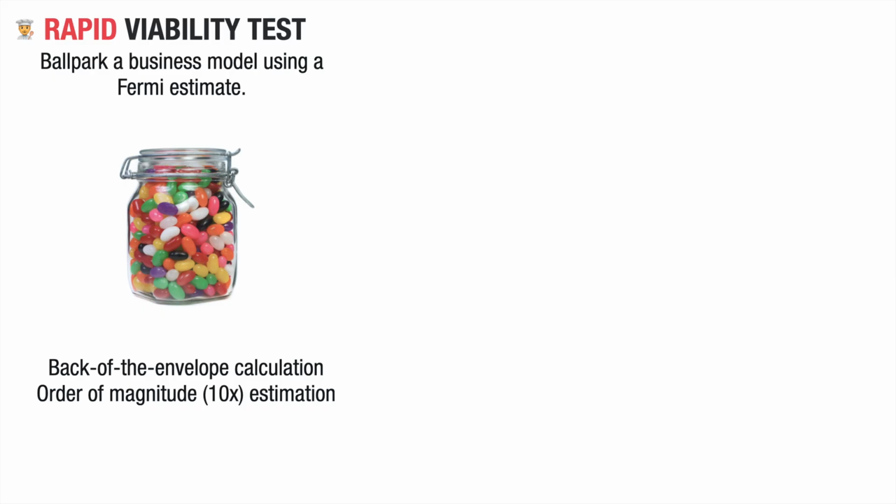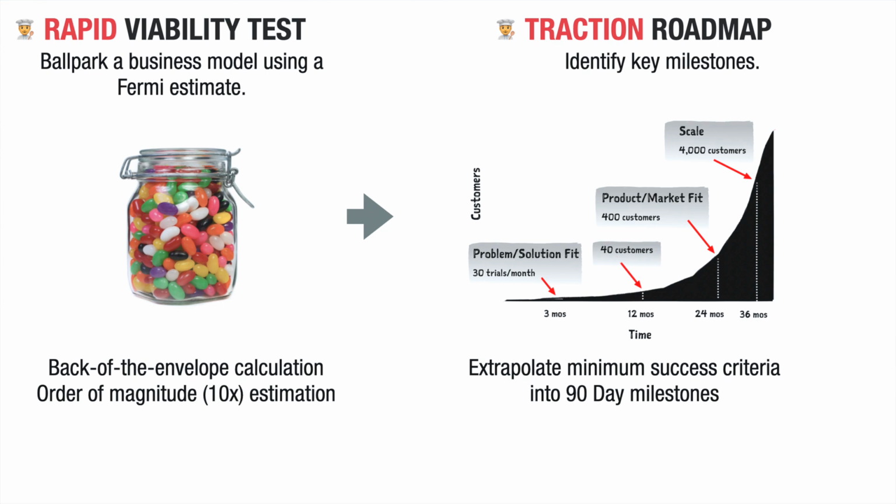Now, once you have a business model that passes the viability test, the next step is turning it into a traction roadmap, which charts your 3-year minimum success criteria on a timeline that you can use to start validating your idea. I'll link some resources for that down in the description below.